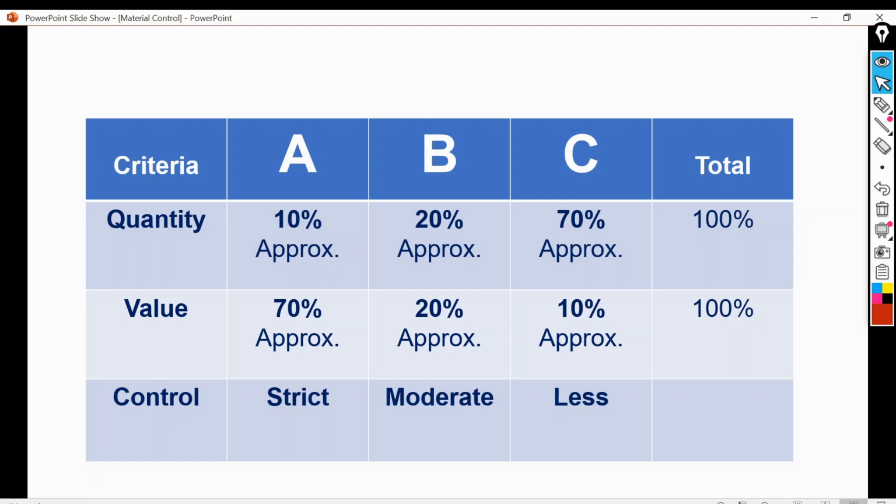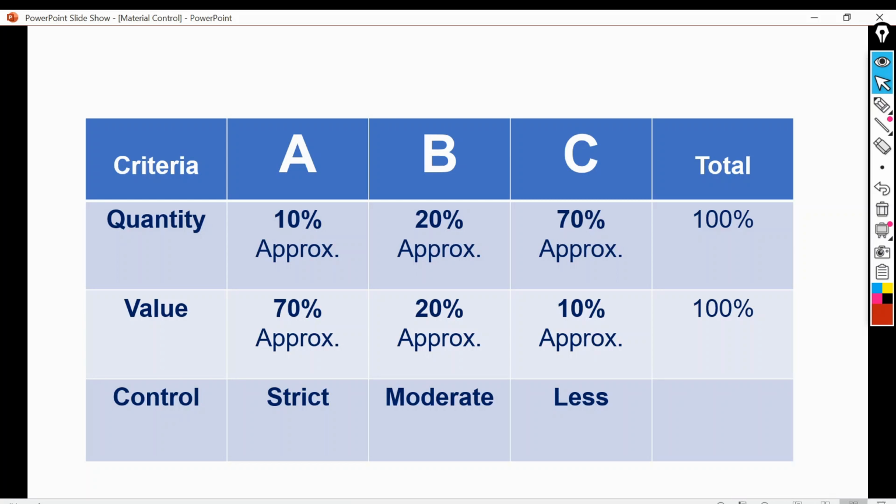And as far as value criteria, the value of A items is 70% of the total value. In the B category, 20% of the total stock value is represented by B. And in the C category, the value of C items is approximately 10% of the total value.